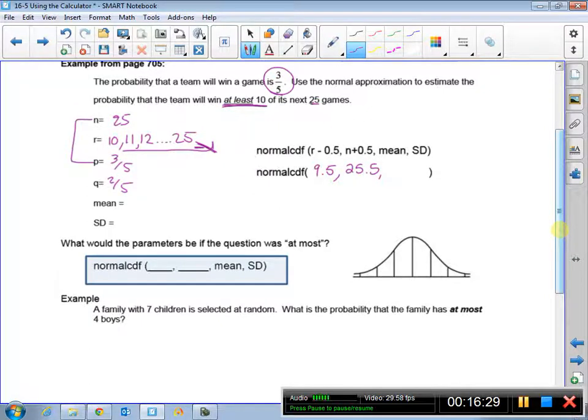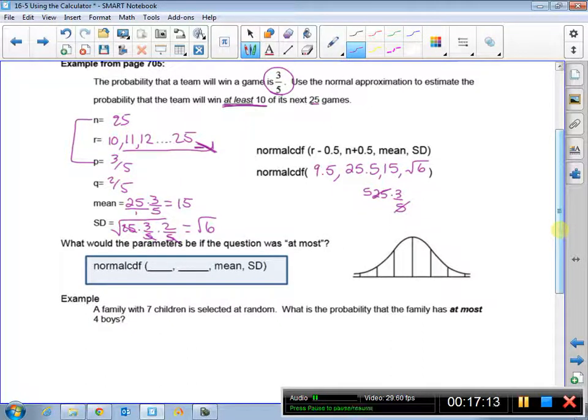So 25 times 3/5. That's not bad. That would be 15. And the standard deviation is the square root of NPQ. So 25 times 3/5 times 2/5. Look at that, these two 5s will cancel with the 25. So square root of 6. That's exactly what I'm going to put into the calculator. Okay?